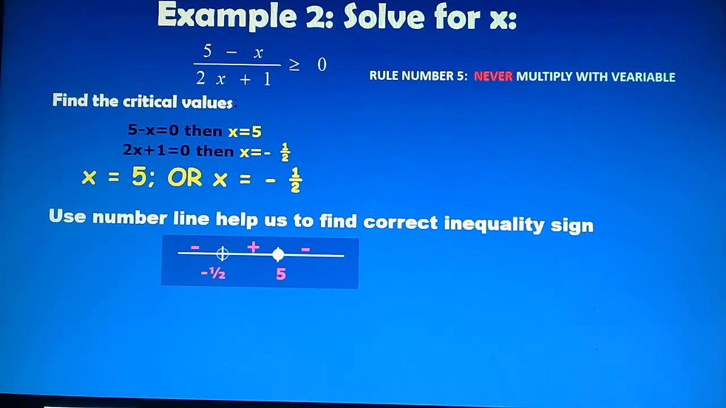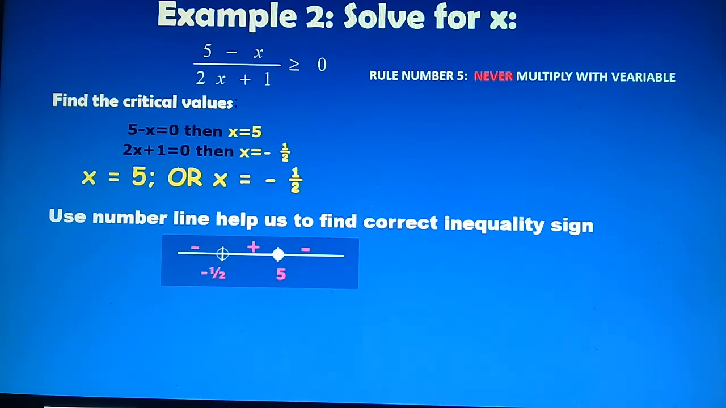And between minus half and 5, we have to choose any number. We can choose 0. If we substitute 0, we have 5 minus 0, which gives 5 in the numerator. In the denominator, instead of x, put 0: 2 times 0 plus 1, so the denominator is 1. 5 divided by 1 is 5. The sign for that one is positive. That's why between minus half and 5, I put a positive sign, because we have a positive answer there.